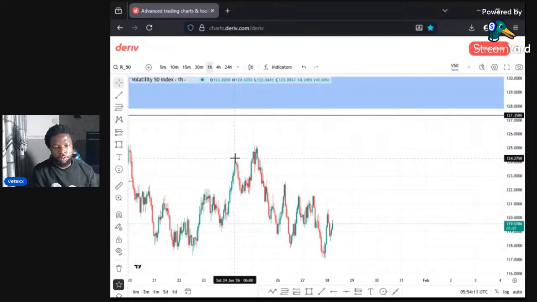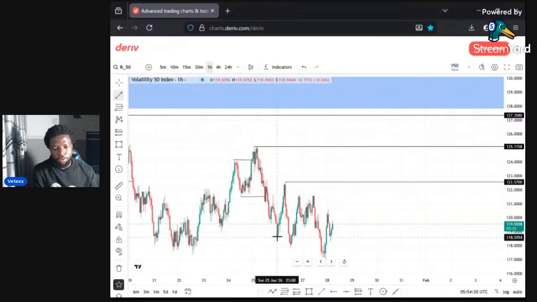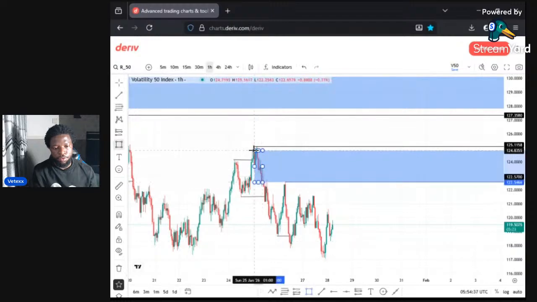So this is the row number 1, row number 2, this is row number 3, this is row number 4. Then we have our POI. So we're anticipating for row number 5 to come and do what it knows how to do best.